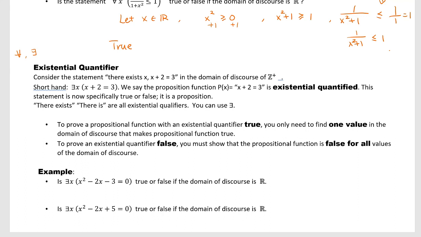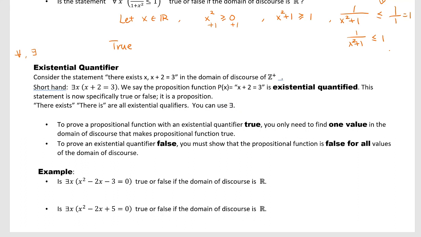Okay. So there exists x such that x plus 2 equals 3. We say the propositional function p of x, x plus 2 equals 3, is existentially quantified. The statement is now either true or false, so it is a proposition. In other words, we can represent it using this symbol, there exists.